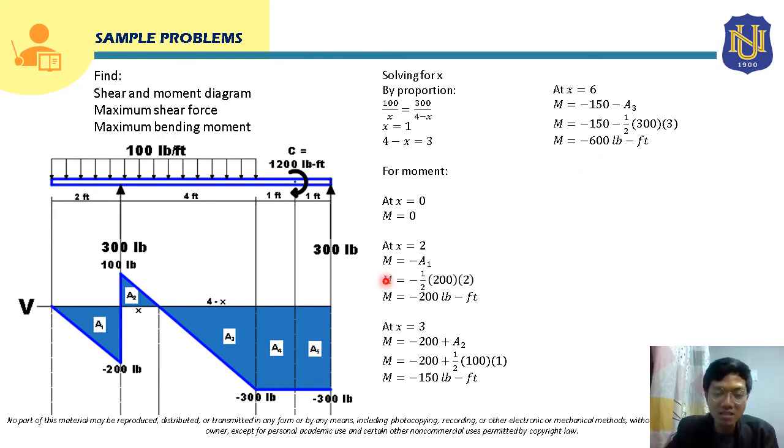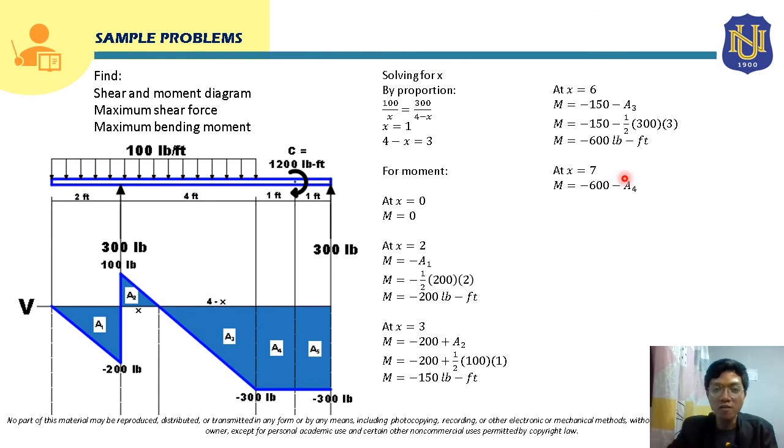Now for the next segment, will be at this segment. So class, take note here that there's a couple here. So we should solve the moment at this point. This point is 2 plus 4 plus 1, so that will be 7 meters from the left. So at x equal to 7, the moment will be the previous moment, and then we are going to sum up the area at this segment, which is A sub 4. This area is below the x-axis, so it will be negative. So this will become negative 600 minus area 4.